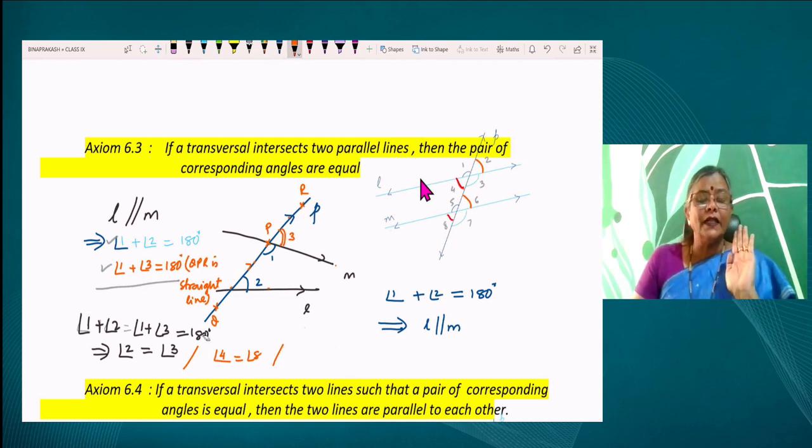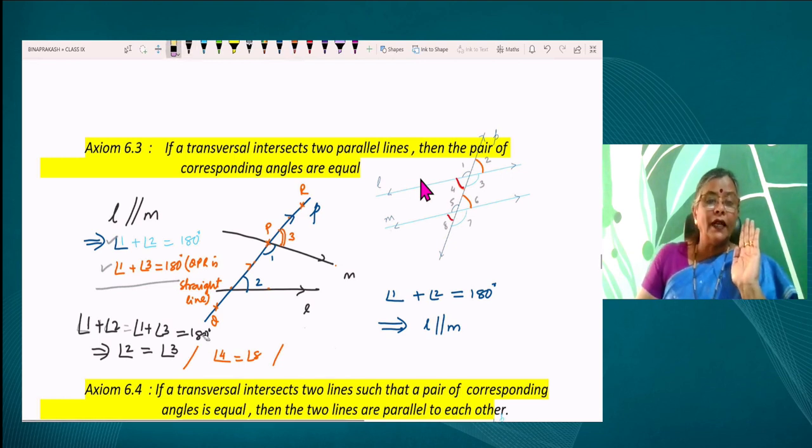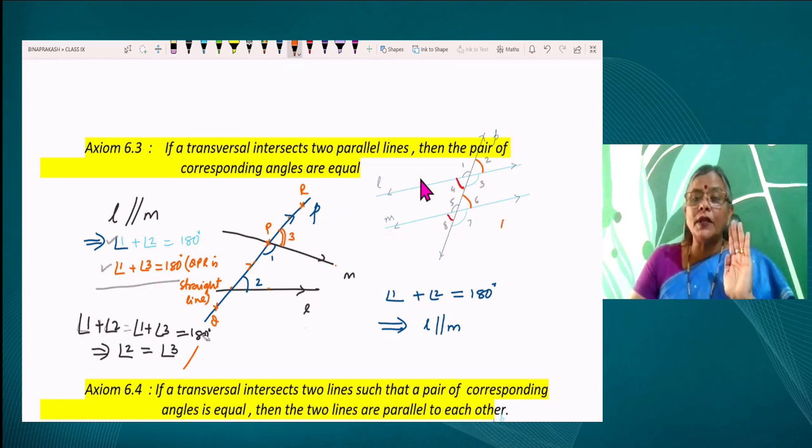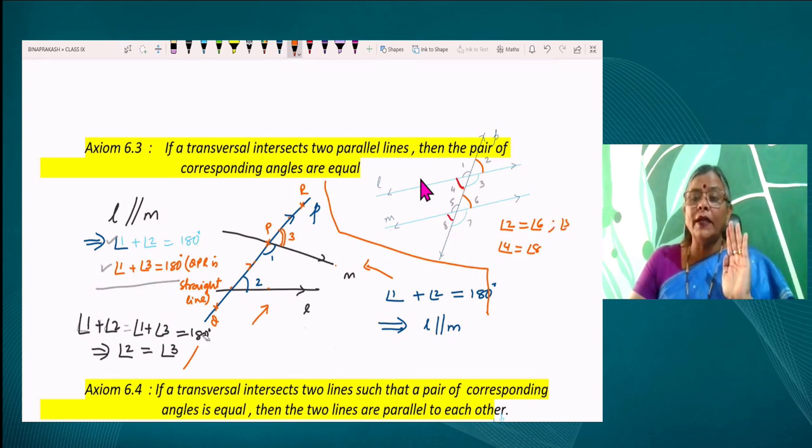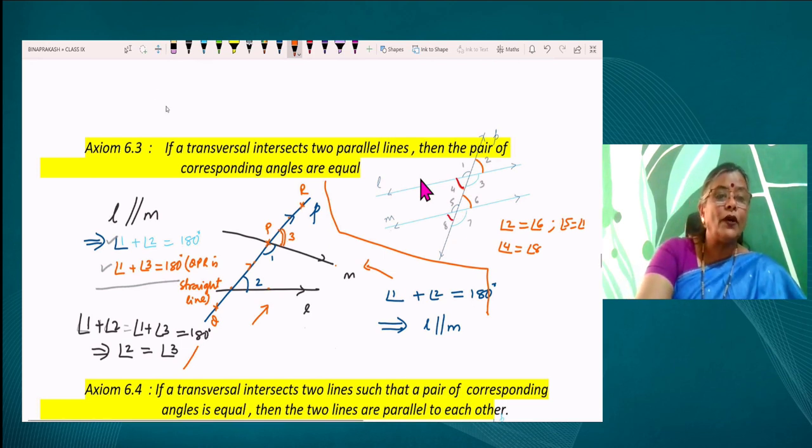Yes, ma'am. It's clear. This way I have explained these two angles. But actually, in this case, I'll write it here. In this case, 2 corresponds to 6. So the measure of angle 2 and the measure of angle 6 will be equal. Likewise, 4 corresponds to 8, so 4 and 8 will also be equal. This is all as per this diagram. Now next, angle 5 and angle 1 will also be equal. Likewise, any pair of corresponding angles will be equal. And the converse also holds, that is, if two corresponding angles are equal, the lines will be parallel.